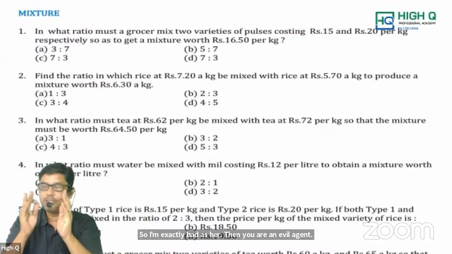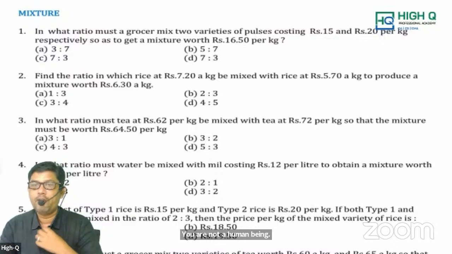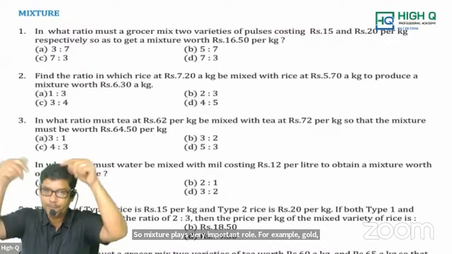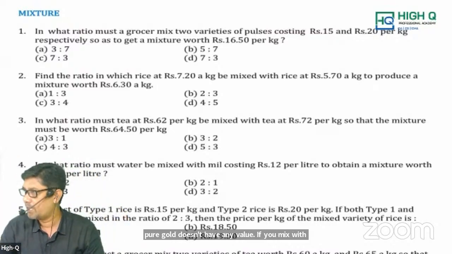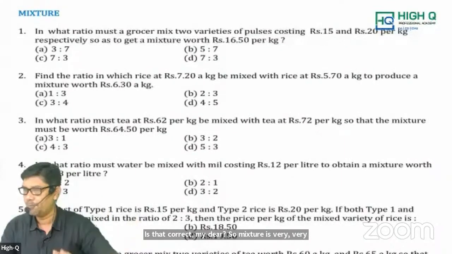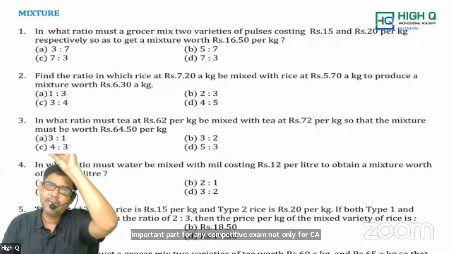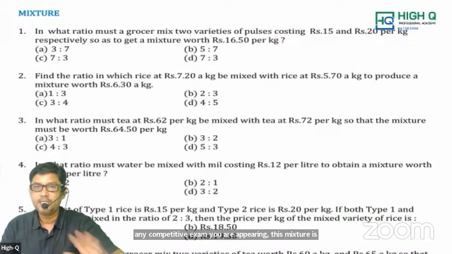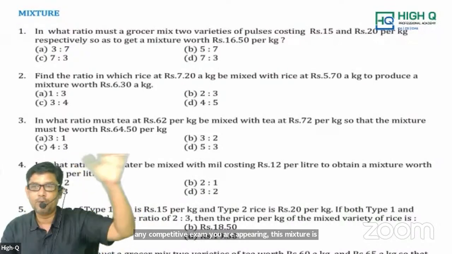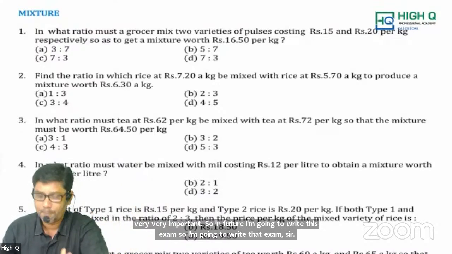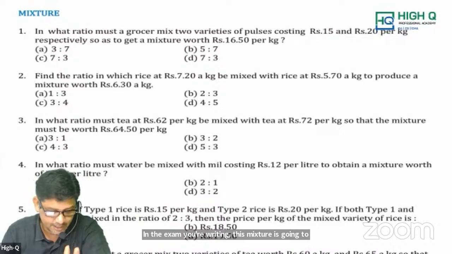So, mixture plays a very important role. For example, gold. Pure gold doesn't have any value. If you mix it with copper, then only it has some value. So, mixture is a very, very important part for any competitive exam, not only for the CA exam. Any exam you're writing, this mixture is going to come, my dear. So please do not ignore this topic, mixture. Is that clear, all of you?